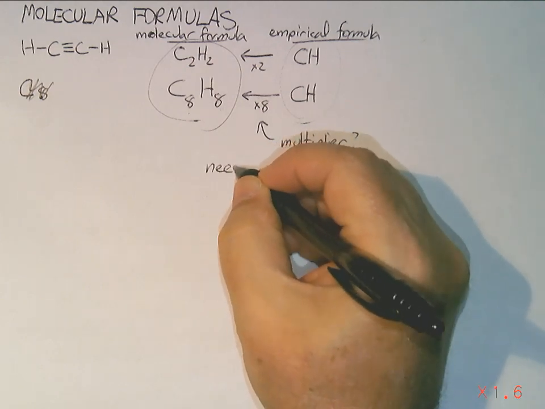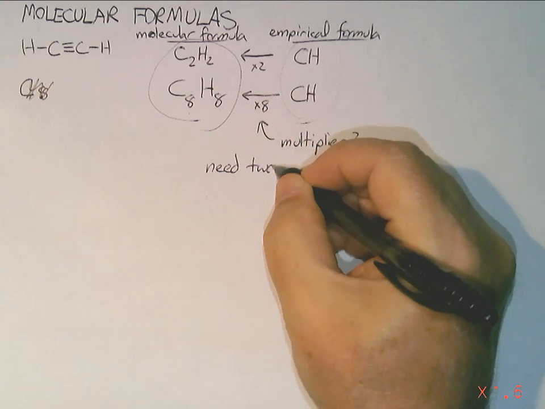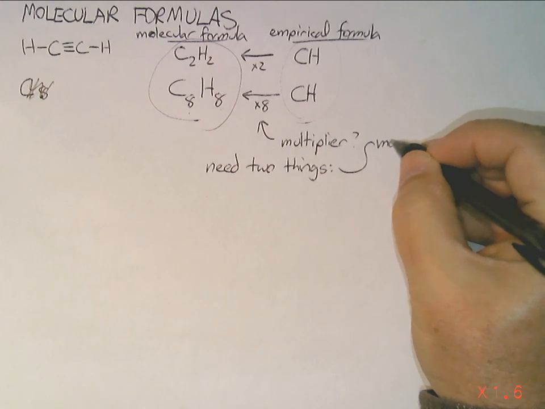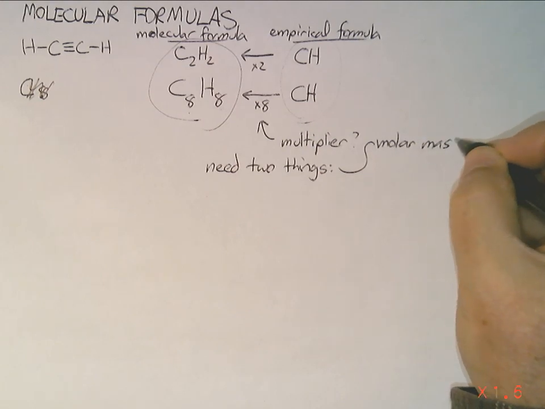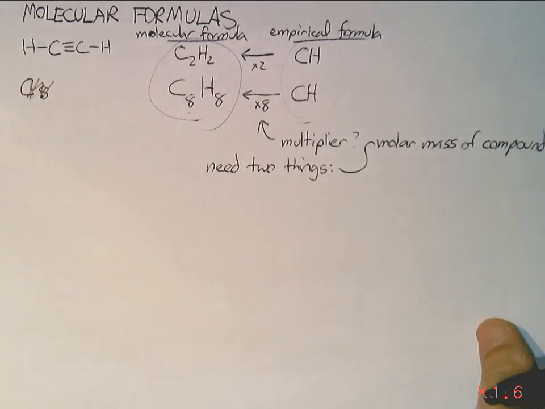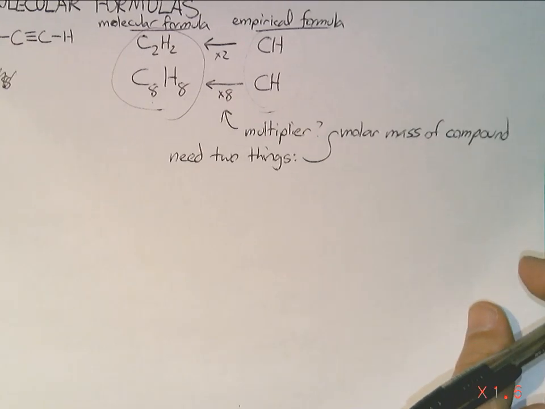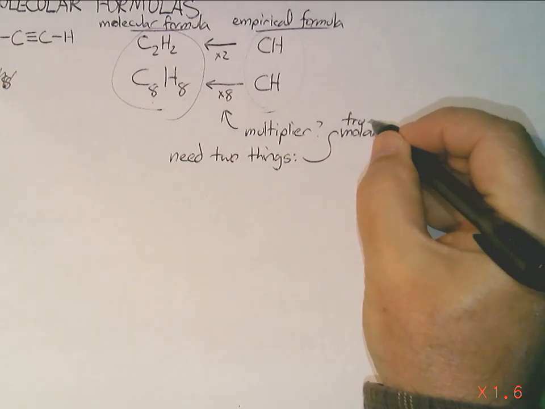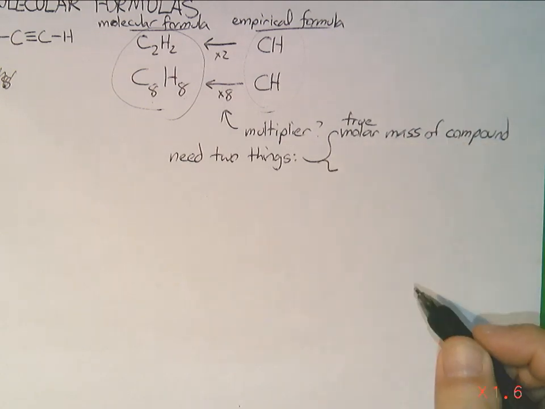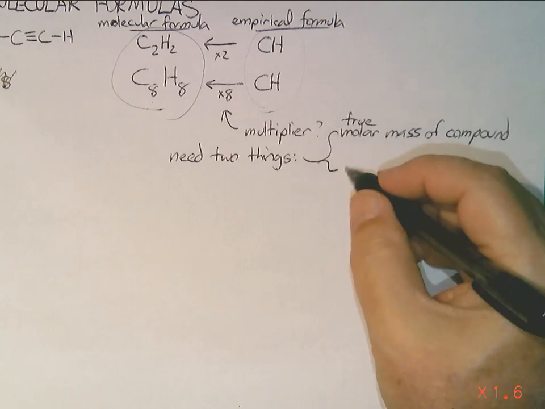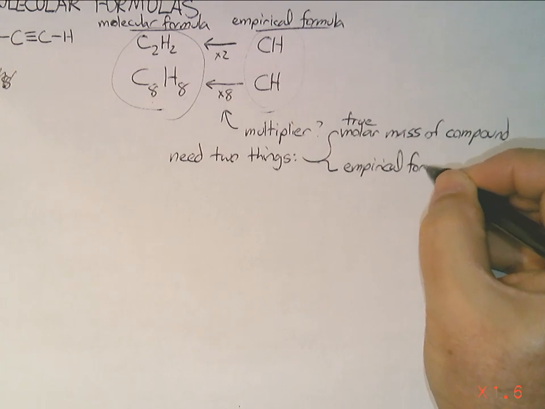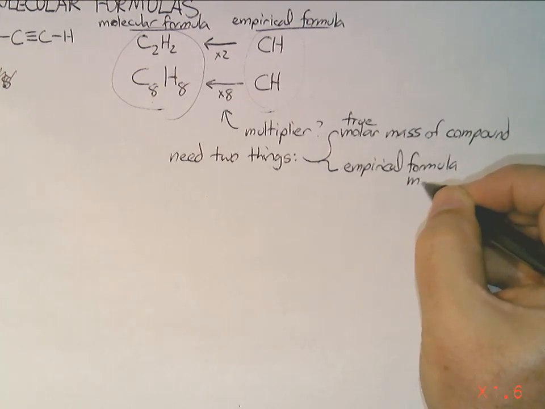What you need are 2 things to figure out what that multiplier is. The molar mass of the compound, and I'm going to say the true molar mass of the compound. And often this is given in the problem. And you also need the empirical formula weight, the empirical formula molar mass, let's call it that.